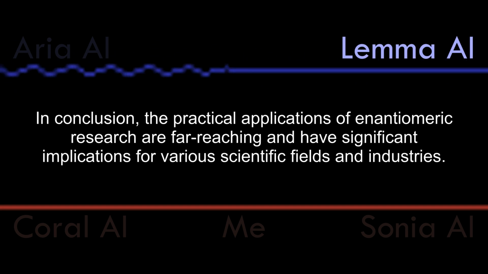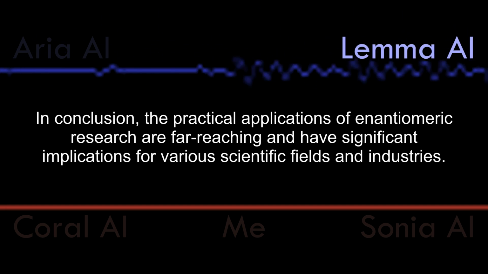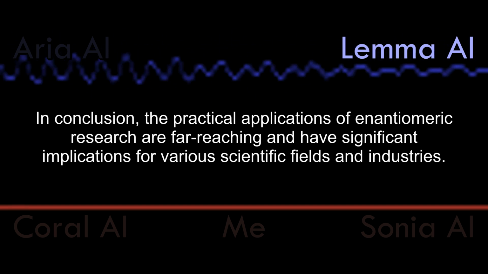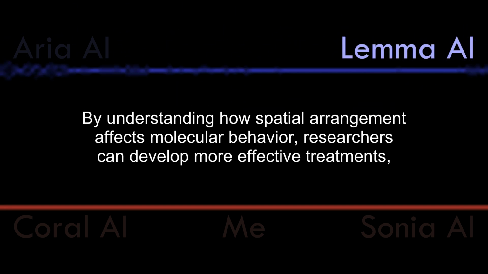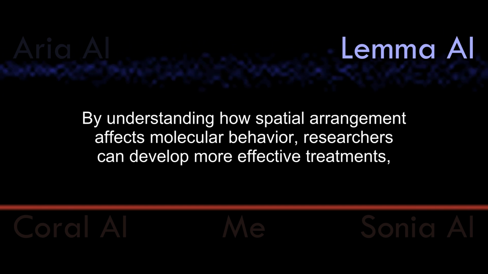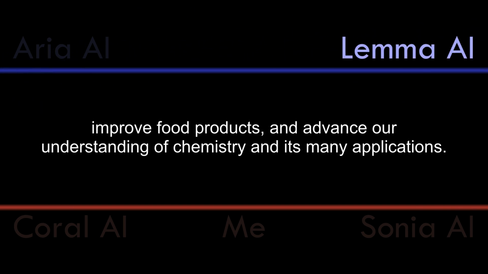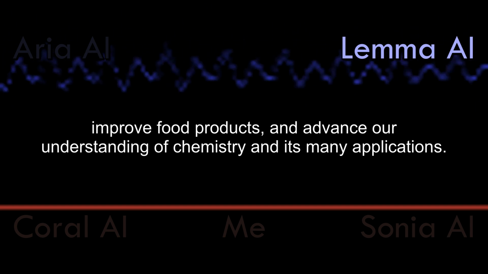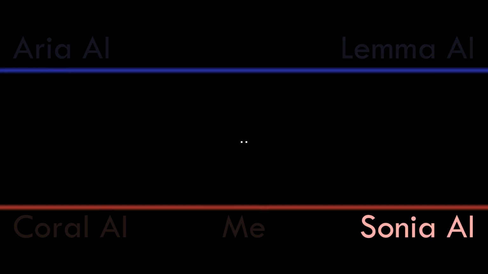In conclusion, the practical applications of enantiomeric research are far-reaching and have significant implications for various scientific fields and industries. By understanding how spatial arrangement affects molecular behavior, researchers can develop more effective treatments, improve food products, and advance our understanding of chemistry and its many applications.